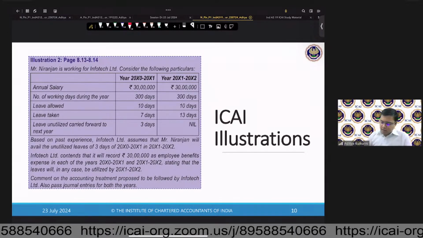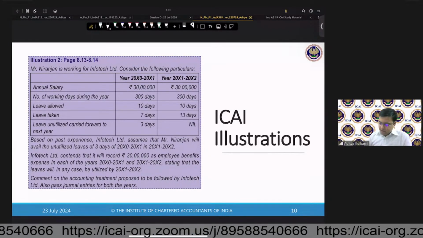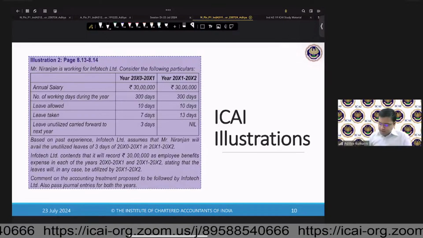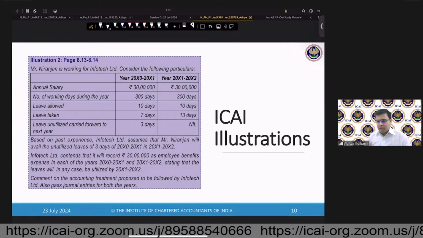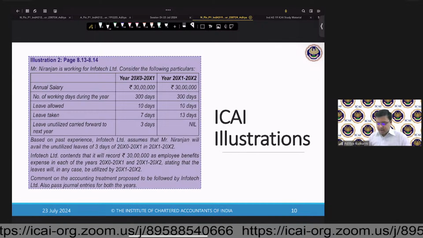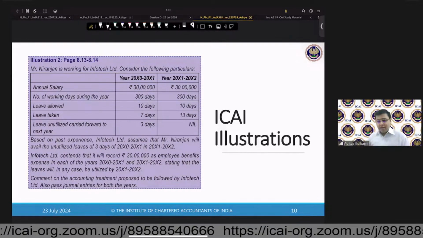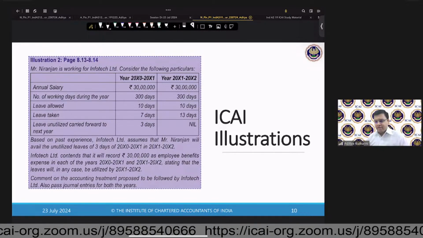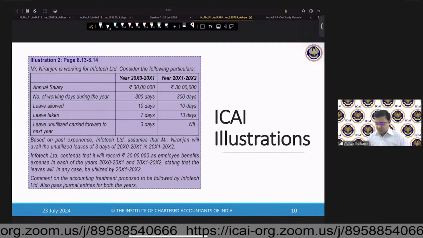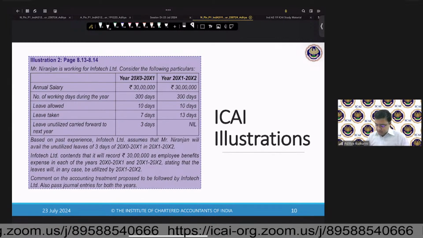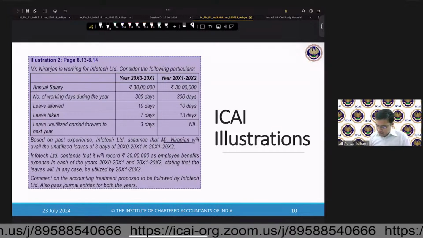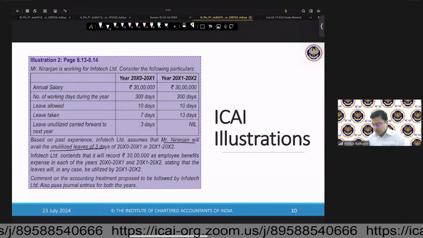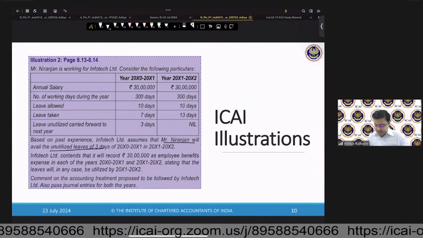Mr. Niranjan, working for Infotech Limited, consider the following particulars. Annual salary for the first year is 30 lakhs, number of working days 300, leaves allowed 10 days, leaves taken 7, and carry forward leave is 3 days. Based on past experience, Infotech assumes that Mr. Niranjan will avail unutilized leaves of 3 days of the first year in the second year.